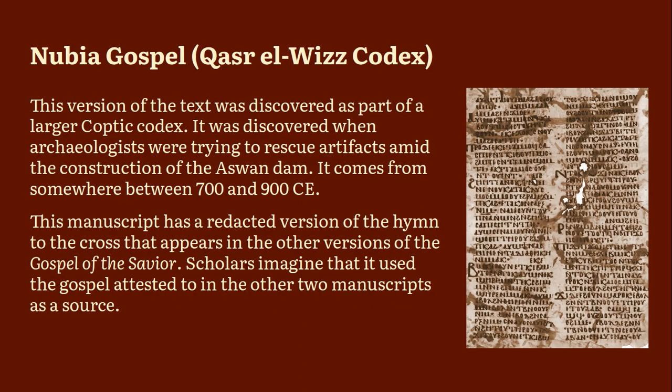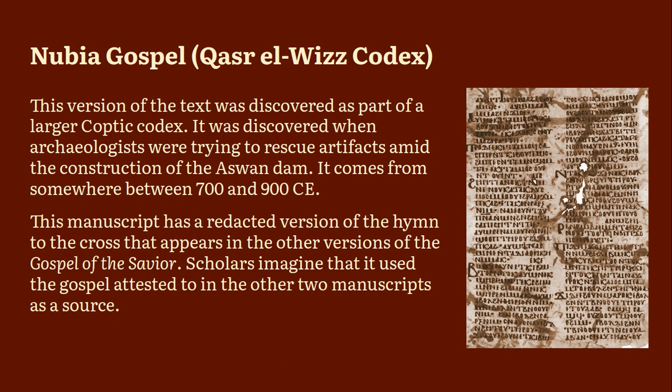So now let's go to the one that I find the most interesting, and this would be the Nubia Gospel. Again, that's what I'm choosing to call it, but it's also more officially known as being part of the Qasr el-Wizz Codex, or Wizz Codex. This version of the text has a very interesting history. It was discovered as part of a larger Coptic codex, when archaeologists were trying to rescue artifacts amid the construction of the Aswan Dam. It comes from somewhere between 700 CE and 900 CE.